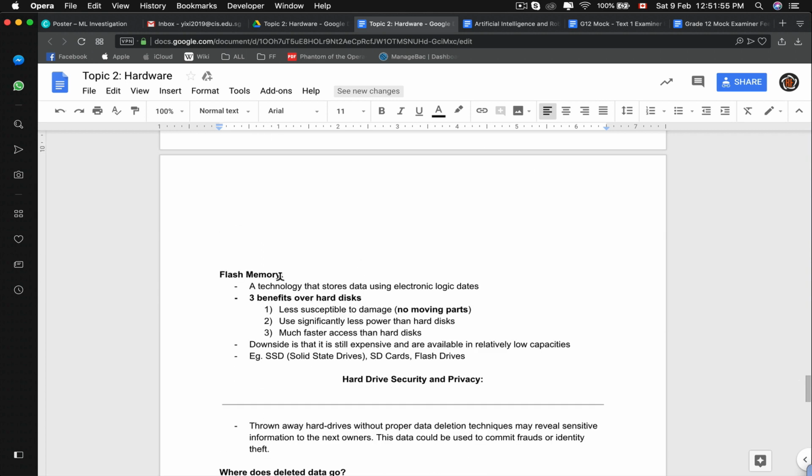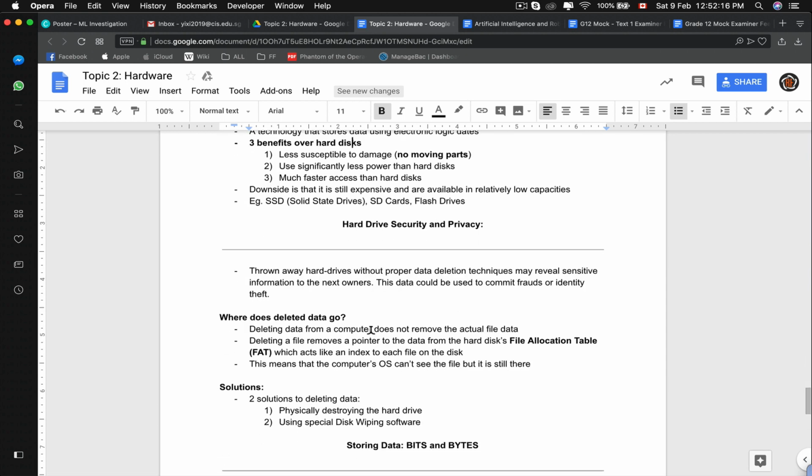Flash memory, basically USBs. They are less susceptible to damage because unlike a hard drive, they have no moving parts. Essentially what flash memory is talking about, it's talking about SSDs, or flash storage, like SanDisk or Kingston. And they use less power than hard disks, and they are much faster than hard disks.